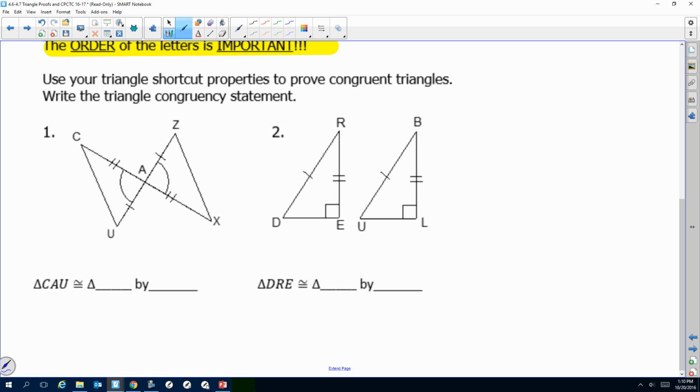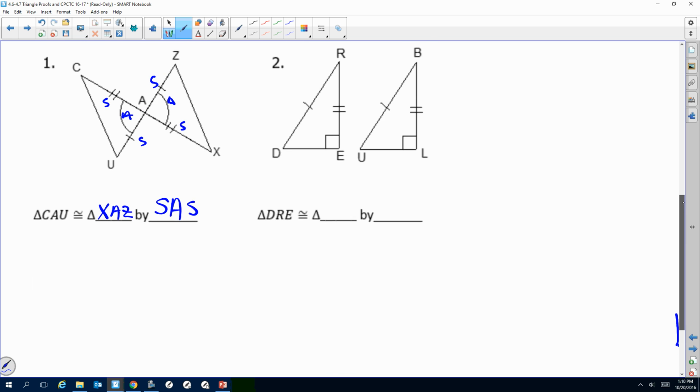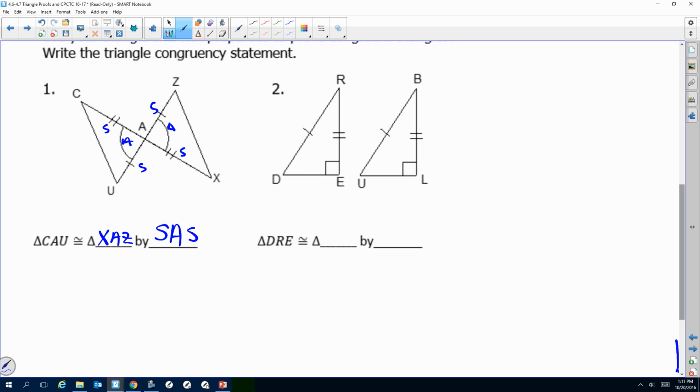So what do we notice on number 1? Are the 2 triangles congruent? Yes, by, yes, hopefully we see side, angle, side. Tick mark is the side, arc is the angle, another tick mark is the side. We see that same pattern in the other triangle, side, angle, side. Okay, order matters. So if I name it triangle CAU, yeah, XAZ by side, angle, side. Okay, same markings. That's right. You've got to follow the markings. Order is important.